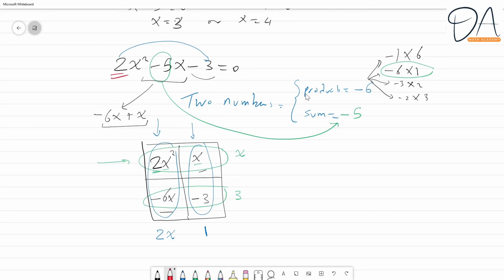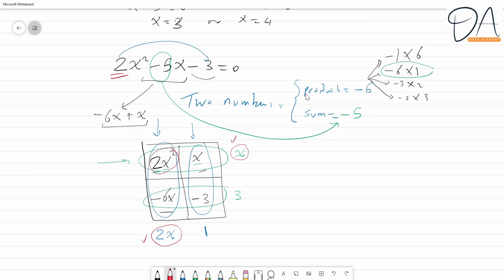If we look at this term here, this term is coming from multiplying the term in the first row times the term in the first column. So 2x times x gives us 2x squared. So this is fine. We don't need to do anything. It means these are fine to keep as positive.